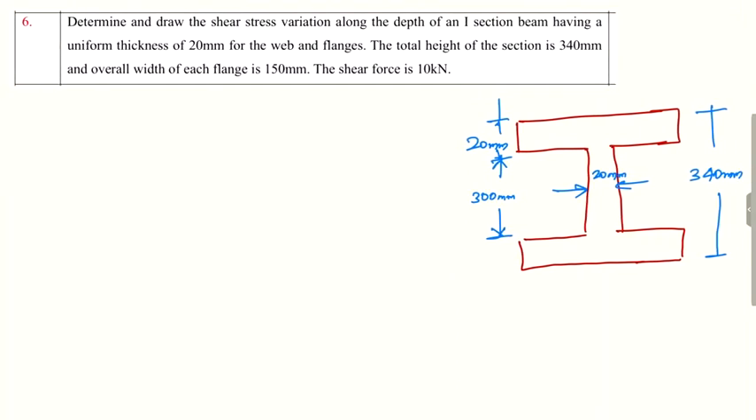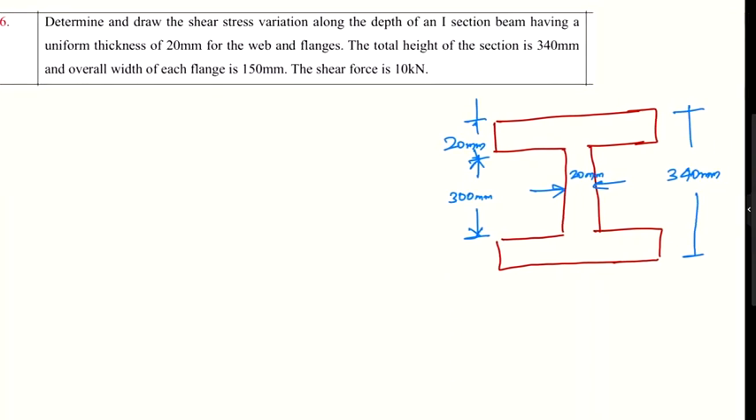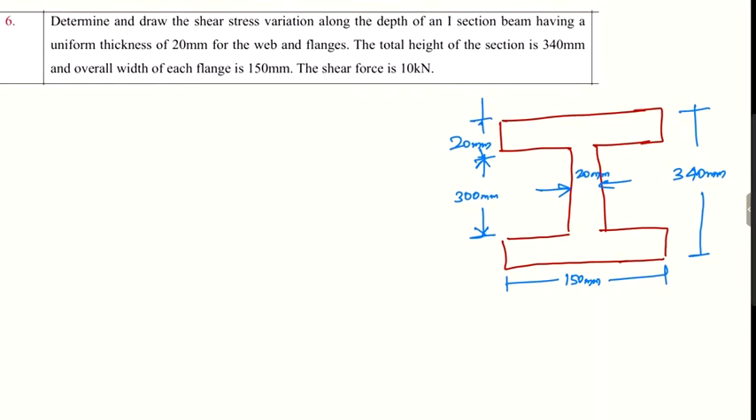Overall width of the flange is 150. This is not to scale, please excuse me. This is 150 mm. The shear force on the section under consideration is 10 kN, directly given. You are supposed to draw the variation of shear stress.